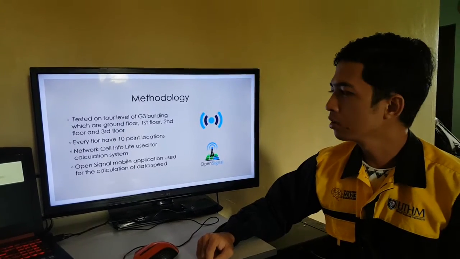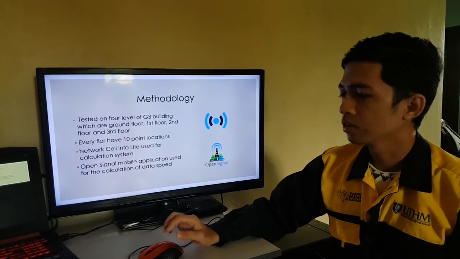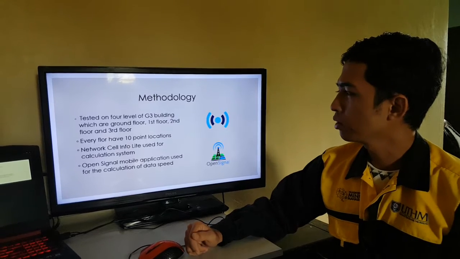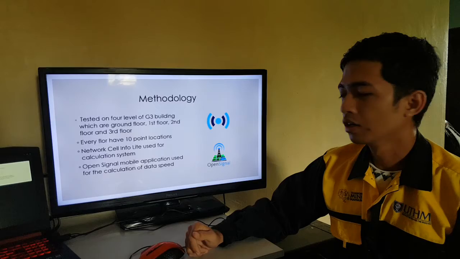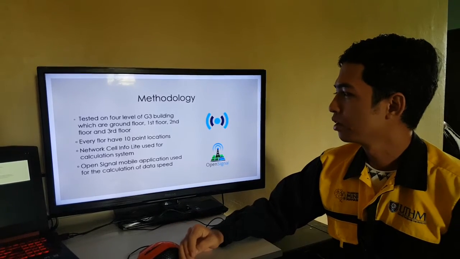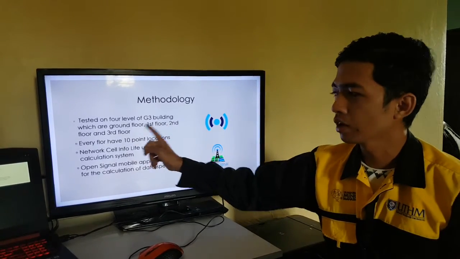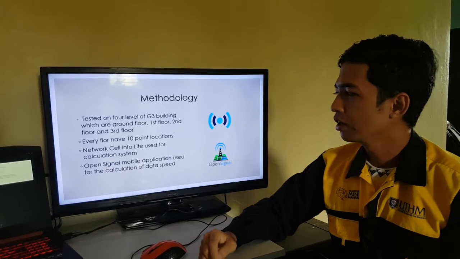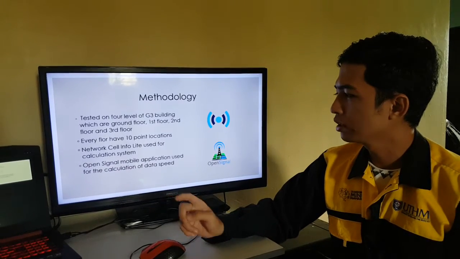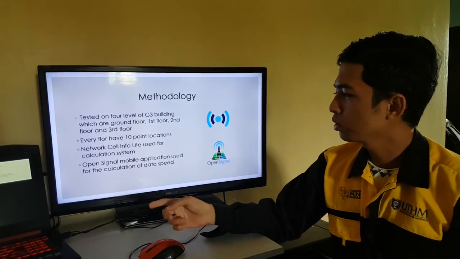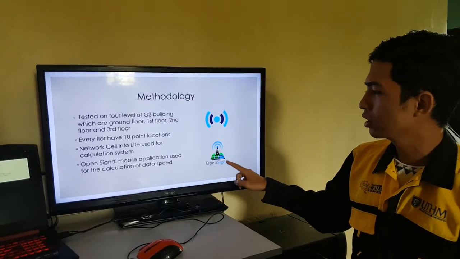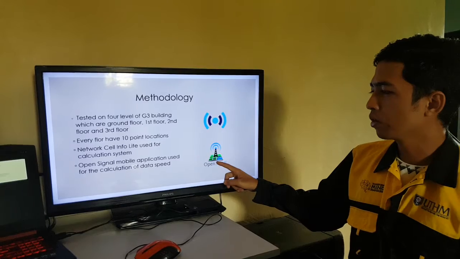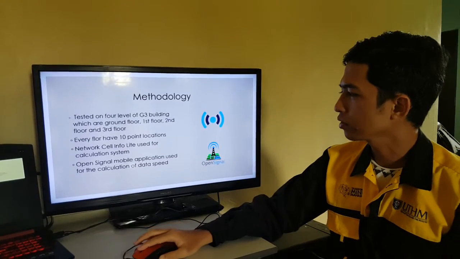For the methodology, we tested this experiment on the G3 building block on a 4-level floor, which is ground floor, first floor, second floor, and third floor. Every floor has 10 point locations, and we use the Network Cell Info Lite app for calculating the system, and the OpenSignal mobile application for the calculation of data speed.